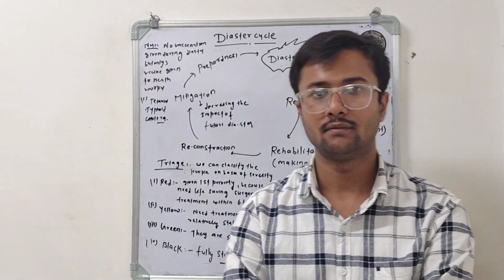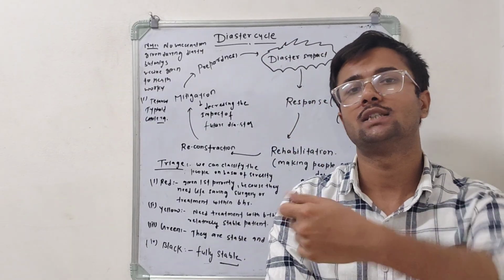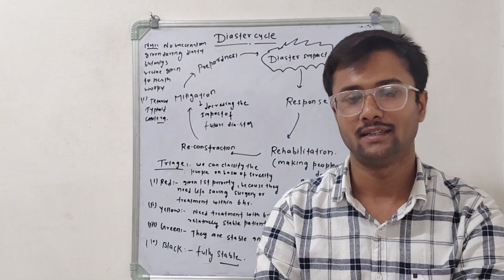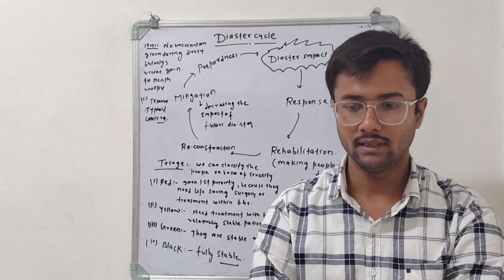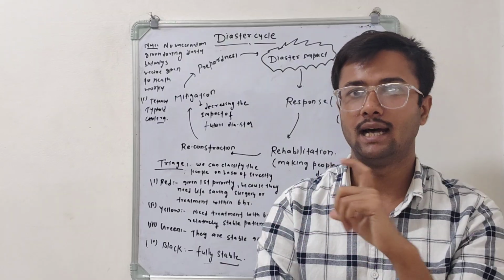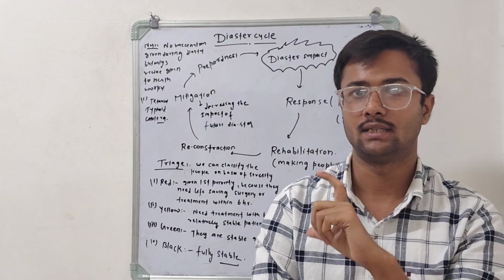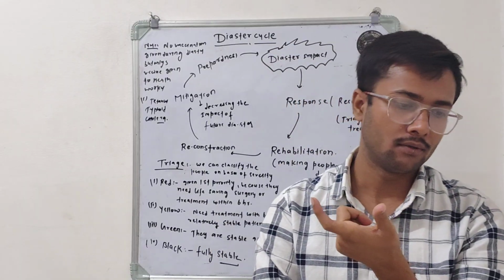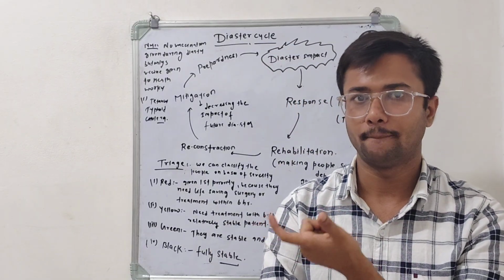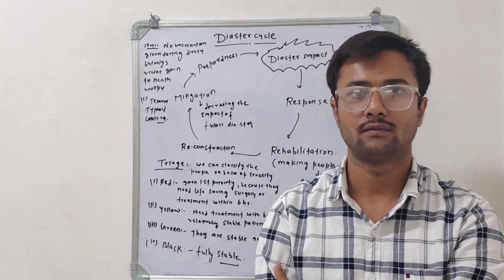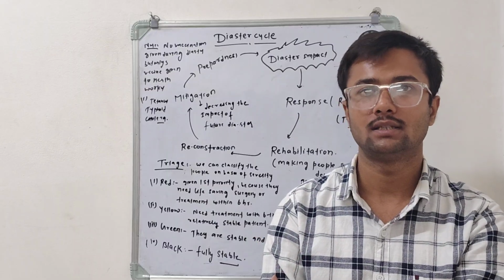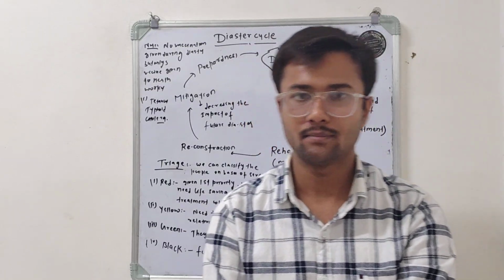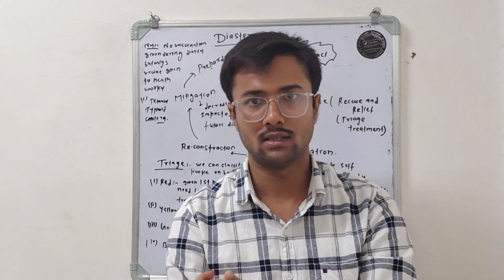So, in today's session, we are going to discuss a very important topic of community medicine, and the name of the topic is disaster cycles. In disaster cycles, there are five steps included. What are these five steps? The first step is obviously the impact of the disaster. The second, after the impact, the immediate steps taken by us are the response.